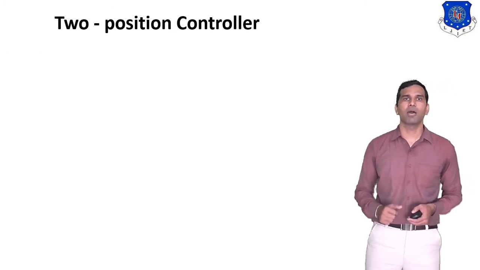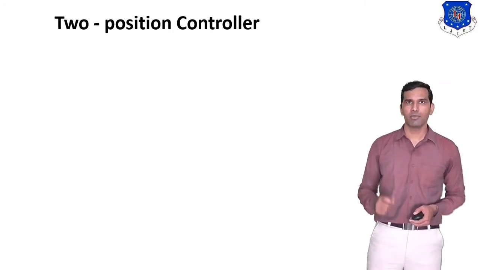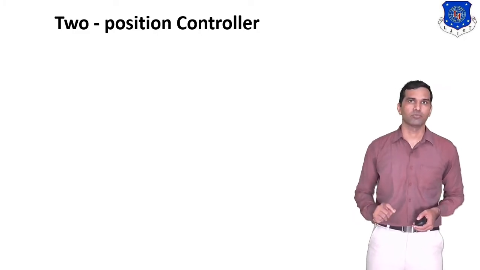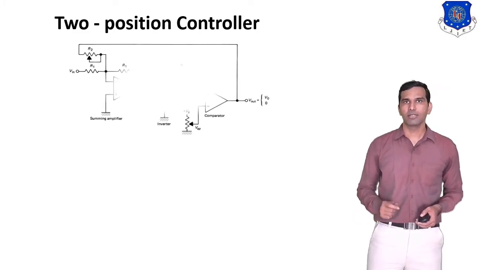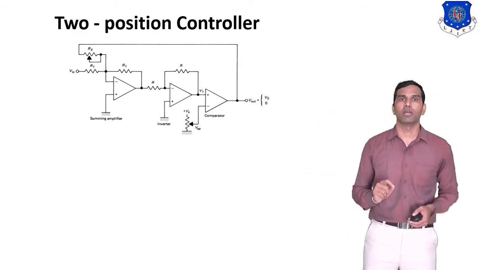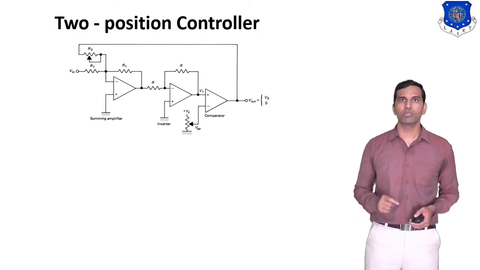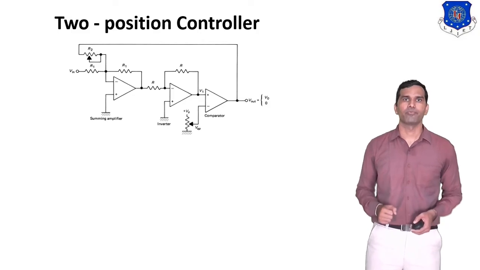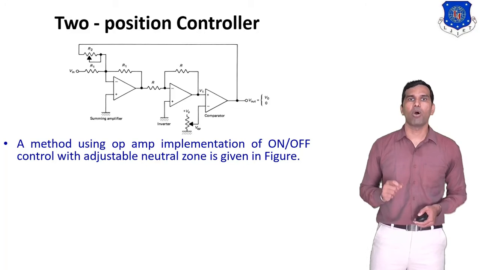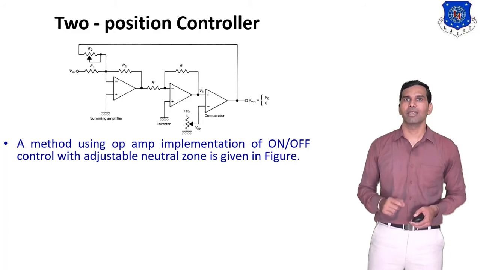Now we discuss the two position controller. That means in the analog controller we start by learning the first controller, and that is the two position controller. Here is the diagram of a two position controller of an analog controller. Here you can see we use the op-amp and the comparator to build this diagram. A method using an op-amp implementation of an on-off controller with adjustable neutral zone is given in this figure.